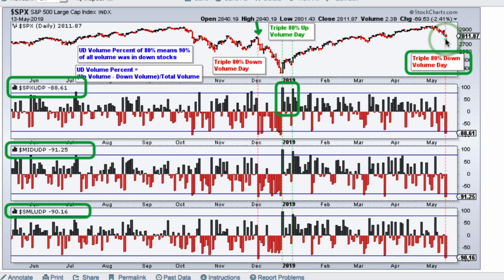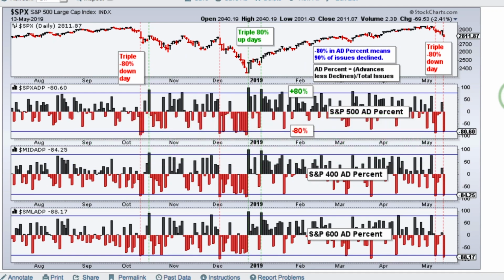So as with lots of aspects of technical analysis, it has a different meaning depending on where it happened. And the fact that it happened when we're oversold means that this could be some sort of a selling climax and lead to an oversold bounce.